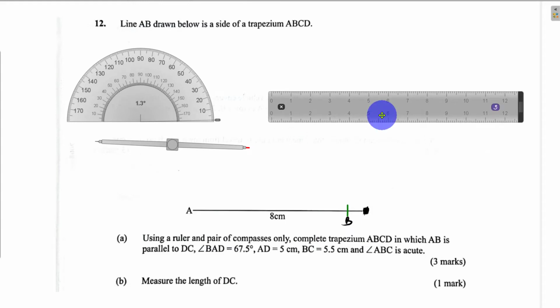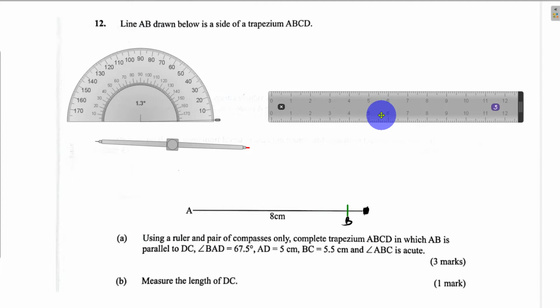Part A of the question: using a ruler and a pair of compasses only, complete the trapezium ABCD, in which AB is parallel to DC, angle BAD is equal to 67.5 degrees, AD is equal to 5 centimeters, BC is equal to 5.5 centimeters, and angle ABC is acute. Then part B, measure the length of DC. So those are the questions.